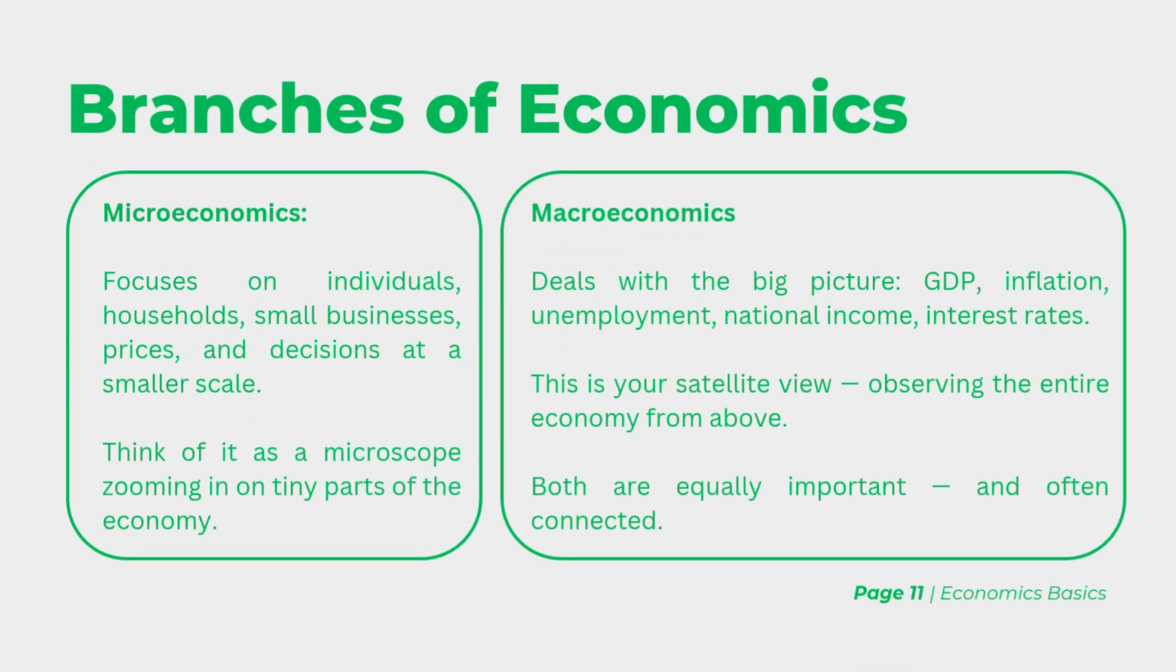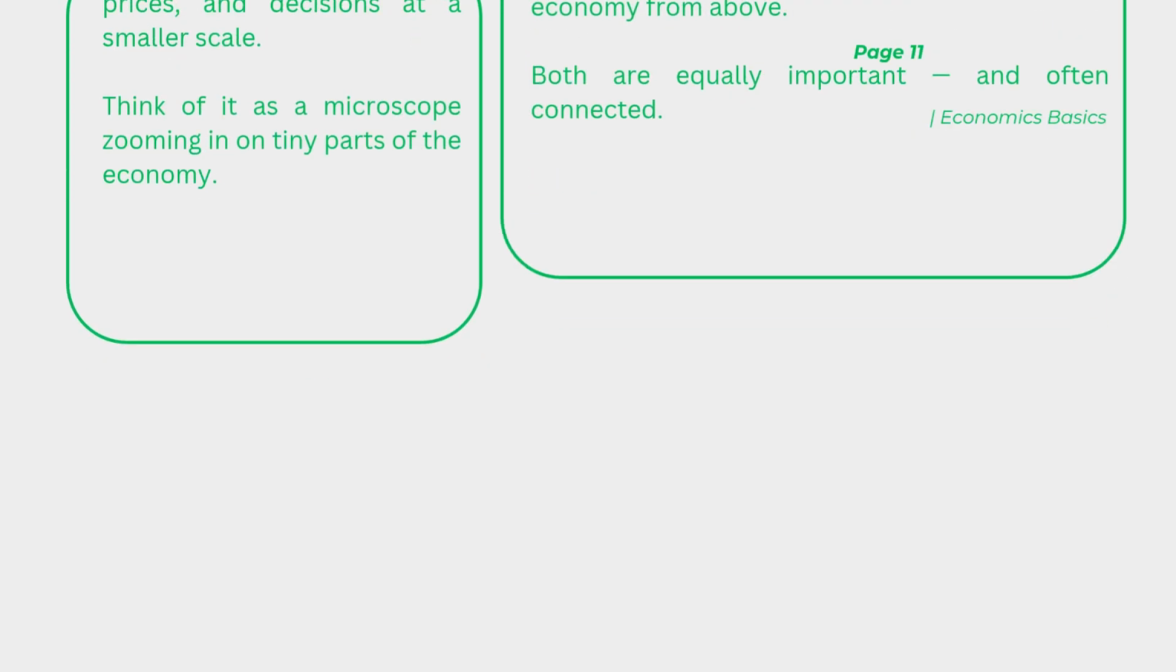Branches of economics. Economics is divided into two main branches. Microeconomics focuses on individuals, households, small businesses, prices, and decisions at a smaller scale. Think of it as a microscope zooming in on tiny parts of the economy. Macroeconomics deals with the big picture: GDP, inflation, unemployment, national income, interest rates. This is your satellite view observing the entire economy from above. Both are equally important and often connected.